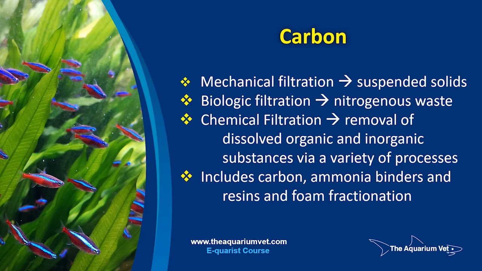Chemical filtration is used to remove dissolved organic and inorganic substances with a variety of processes. It includes carbon, which we'll talk about soon, but it also includes things like ammonia binders, resins, foam fractionation, or protein skimmers as they're also called. And we talk about those in other presentations.